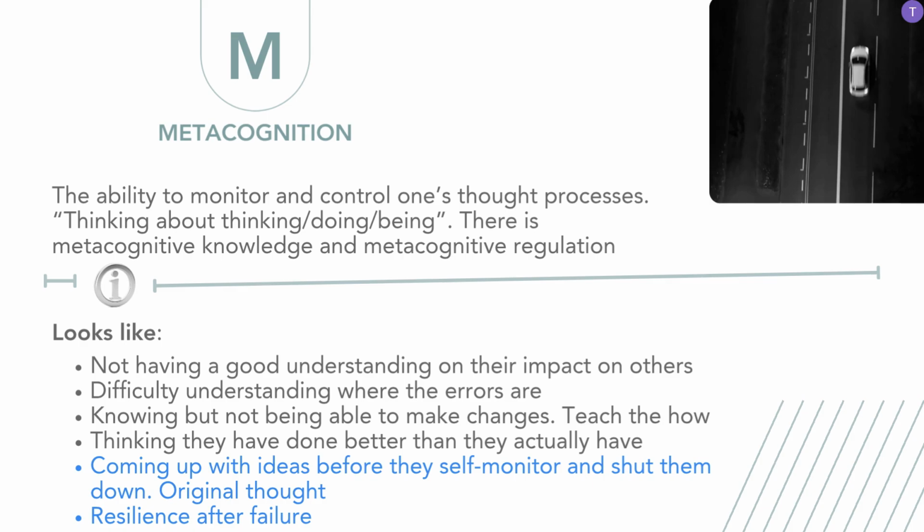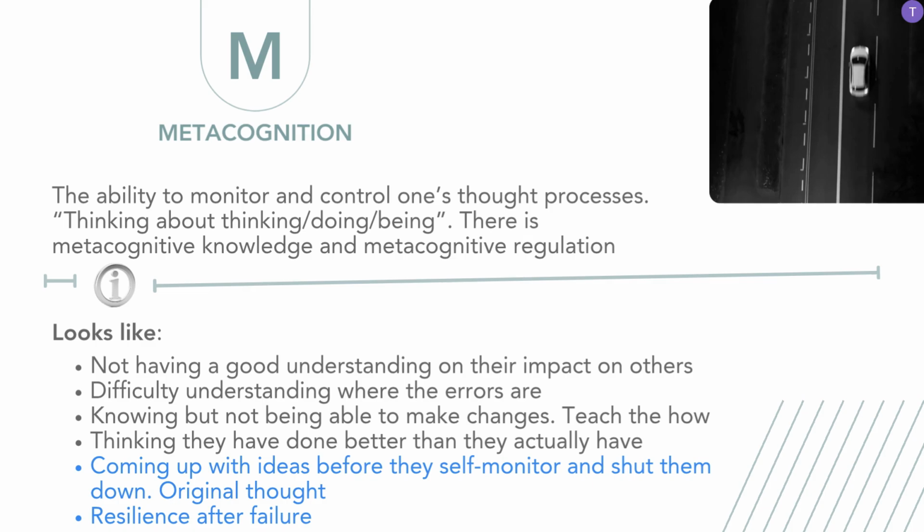This can look like not having a good understanding of their impact on others. It can look like difficulty understanding where their errors are. It can look like knowing, but not being able to make changes. And that's why it's so important for us to teach the how. How do they do it? Not just what do they need to do. Frequently, these kids might think they've done better than they actually have, because that judgment and internal reflection is not quite as strong as it needs to be.